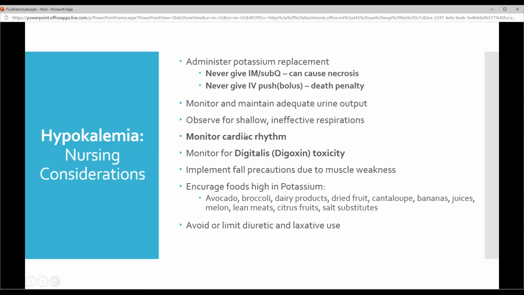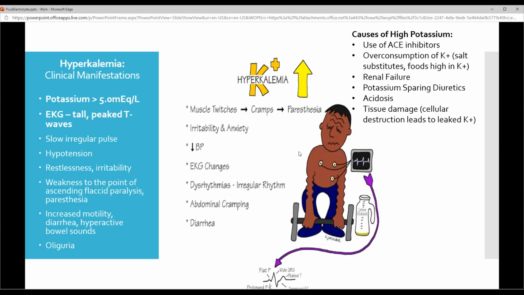And then cardiac rhythm, I'm going to say it again, and dig toxicity. People with low potassium are going to be at risk for dig toxicity. This test, just like the last test, there will be a lot of food and diet questions in regards to electrolytes. So you do need to know that.